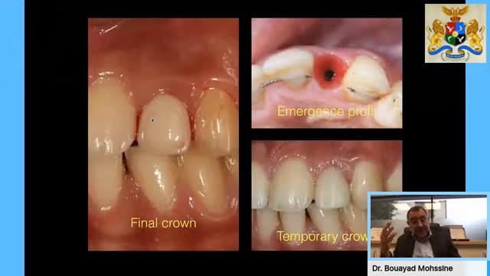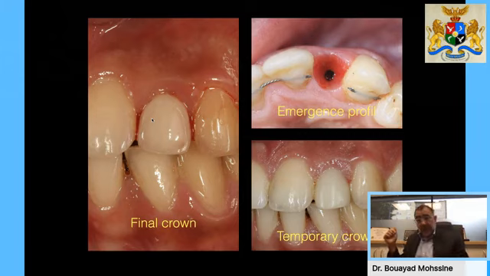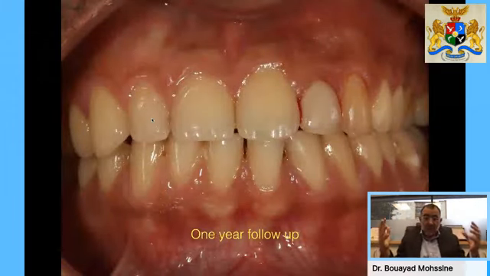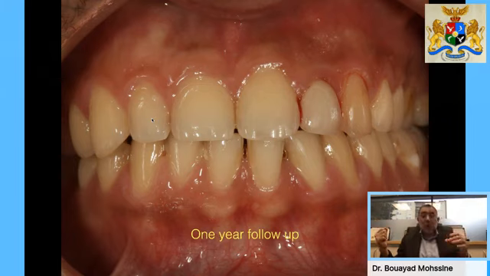You can appreciate here the emergence profile in the right side and the good healing of the gingiva around the temporary crown and the situation with the final crown. You can see here the 1 year follow-up, the situation of the implant in the lateral incisor. We can't tell the difference between a natural tooth and a crown over the implant.